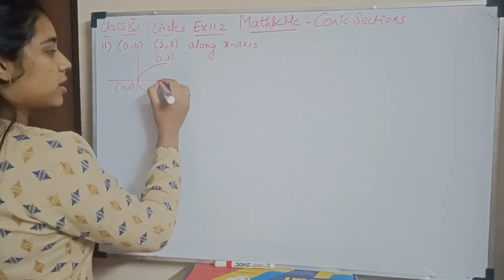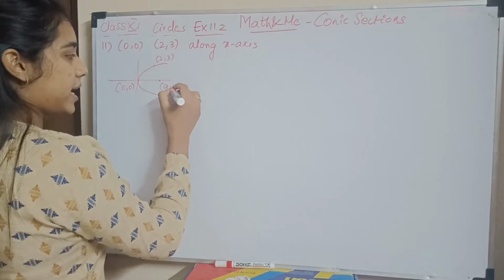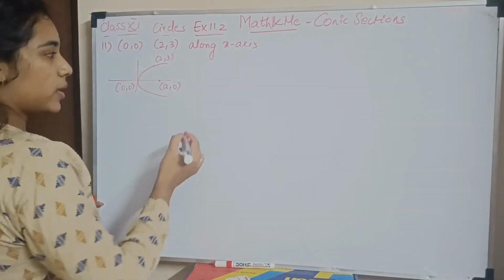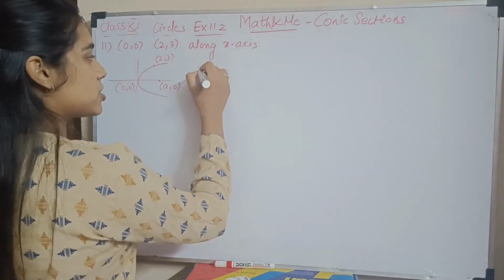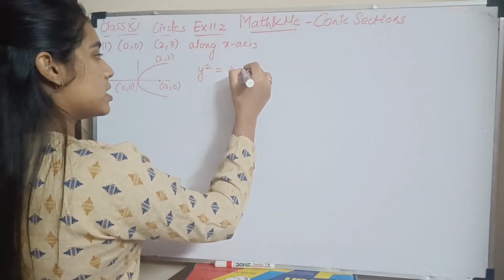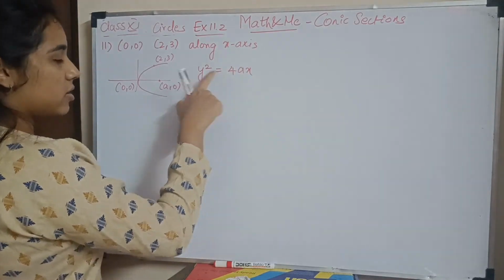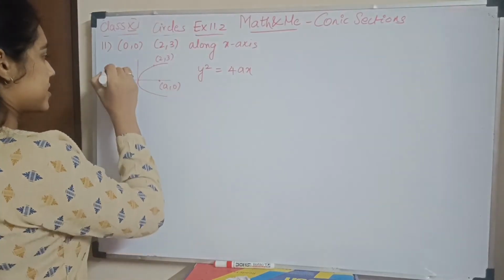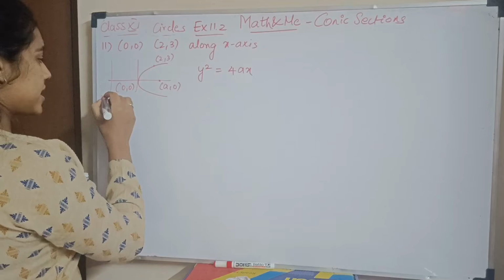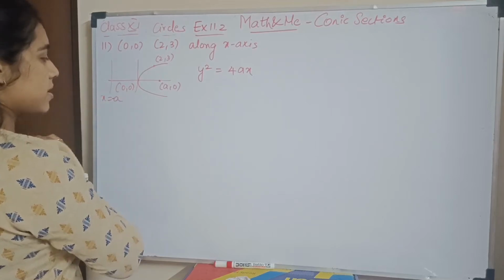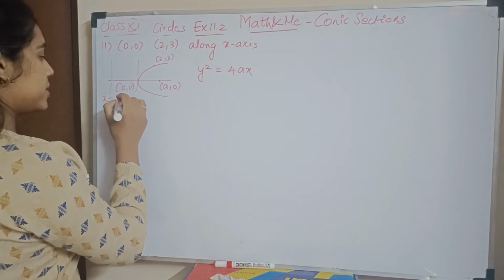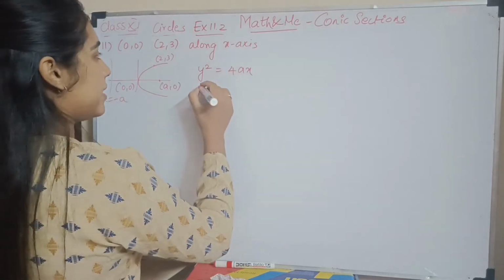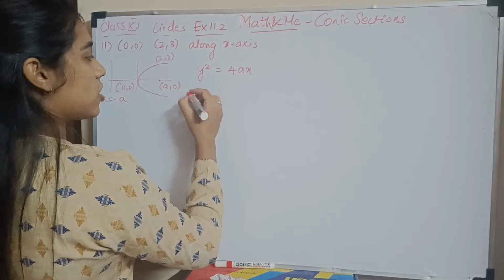So what does your focus point look like? It is a comma 0. It is not yet given. Okay. So your equation looks like it is symmetric along the x-axis. So you have y square equals 4ax. There's a plus sign here because it is to the right of the y-axis. And the equation to your directrix is x equals minus a.